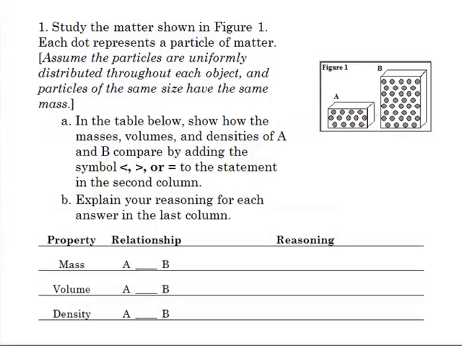Each dot represents a particle of matter. Assume the particles are uniformly distributed throughout each object, and particles of the same size have the same mass. So what we need to do is compare A to B for mass, volume, and density. Use less than, equal to, or greater than.